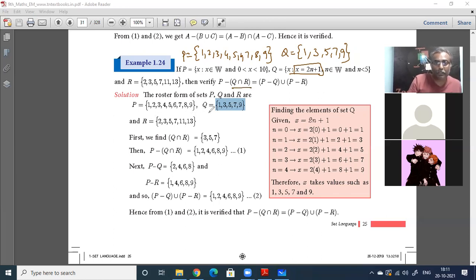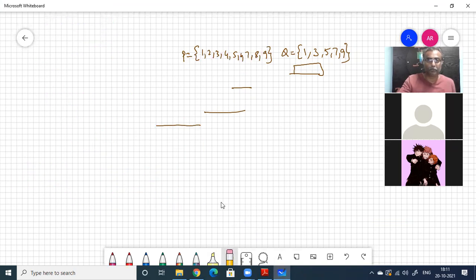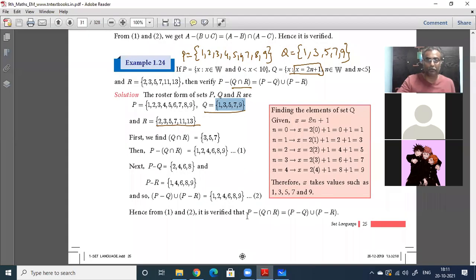What is Q intersection R? Let us do it on our screen. Oh, I have to rub this off also.